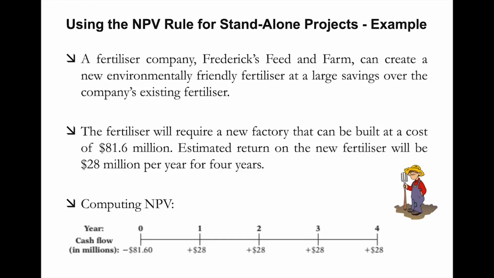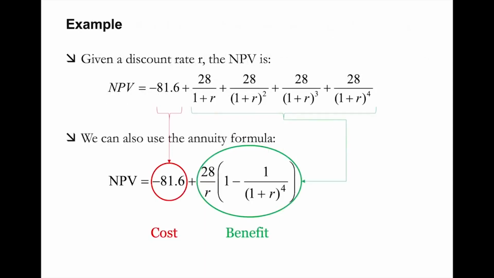So when approaching these questions, we should always be keeping in mind what are the benefits and what are the costs? We should also be thinking, when do we receive those benefits and when do we pay those costs? This is where a timeline is very useful. So the decision to build a new factory is going to cost $81.6 million. That's our cost. The benefit from building the new factory is $28 million per year for the next 4 years.